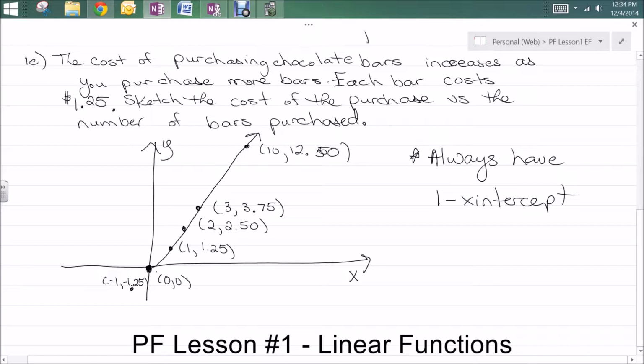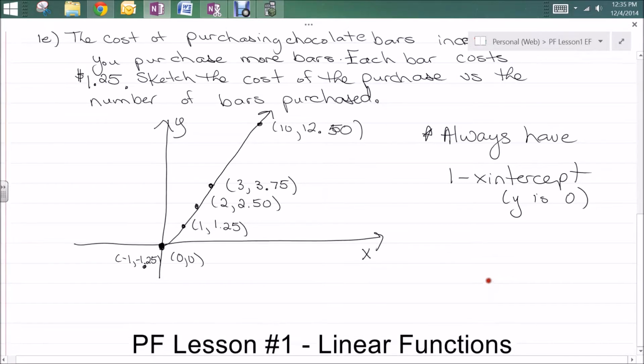Now, in this case, the x-intercept represents the number of chocolate bars I can buy for $0. That's what it represents in this context. Basically, what happens is at the x-intercept, the y is 0. Okay, the x-intercept in this case, how many chocolate bars can I buy for $0? 0. And you can figure that out logically, or really you can look at it on the graph.